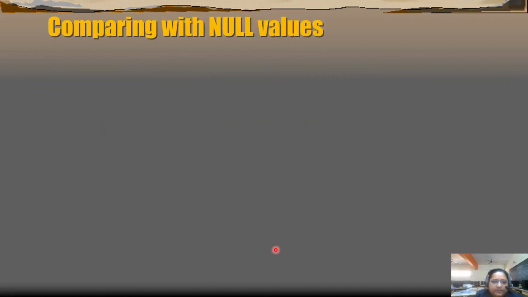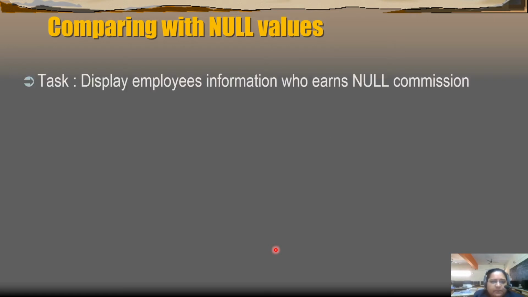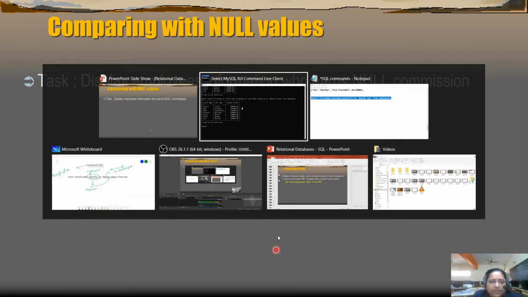Next is comparing with null values. So how to compare with the null values? We have a question here, display employee information who earns null commission. So we have to find out information about all those employees who get null commission. So let us see how we can do this.